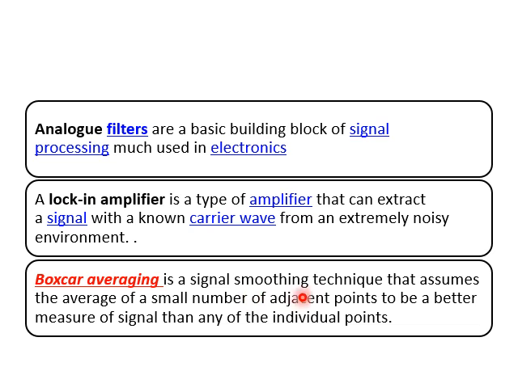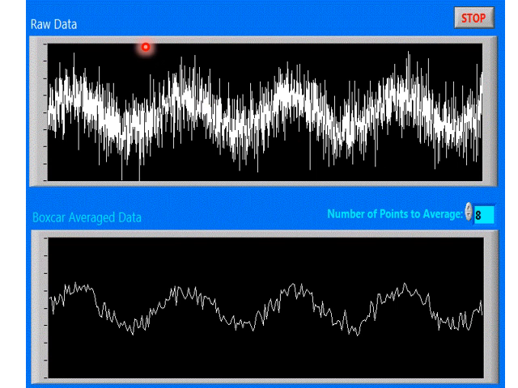Boxcar averaging is a signal smoothing technique that assumes the average of a small number of adjacent points to be a better measure of the signal than any of the individual points. We can see it on the next slide. Here is noise in the signals, and boxcar averaging is a computerized program. In boxcar averaging, the adjacent points are averaged, their average position is determined, and in this way the signals become smooth and noise is reduced.